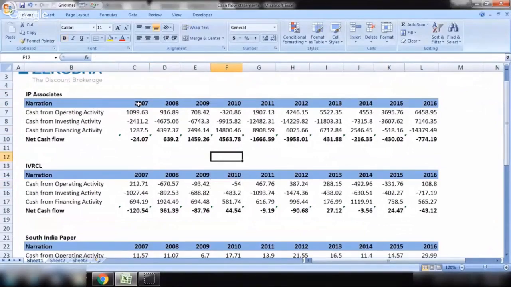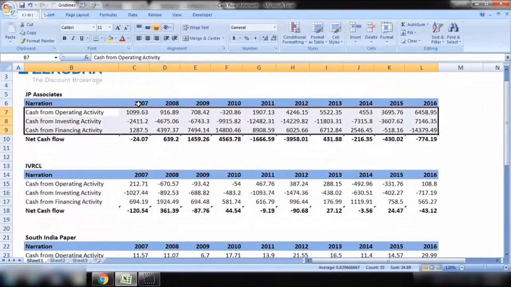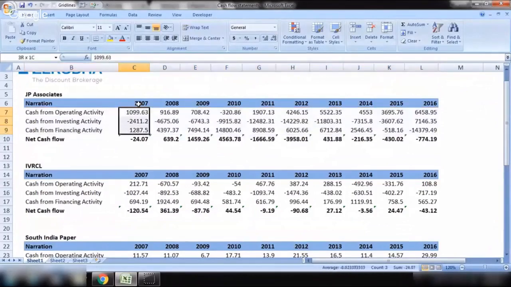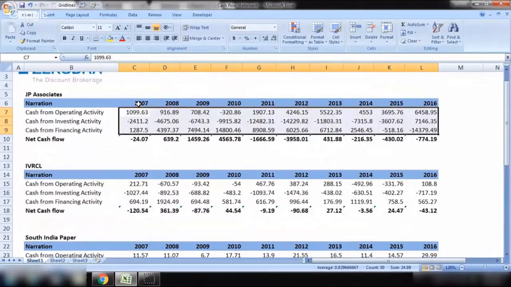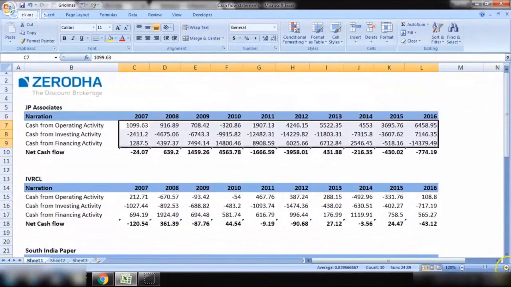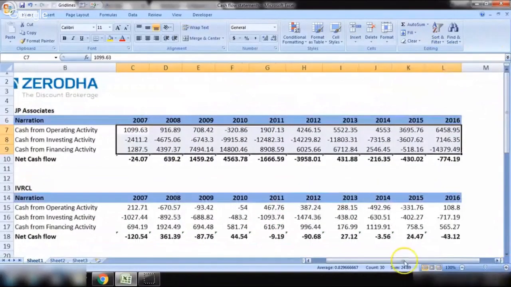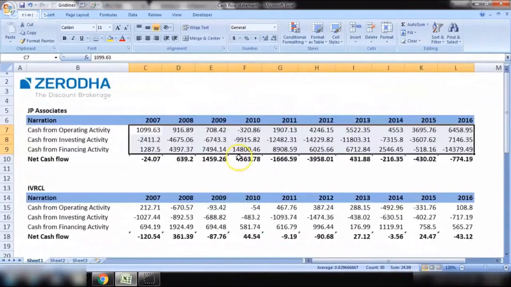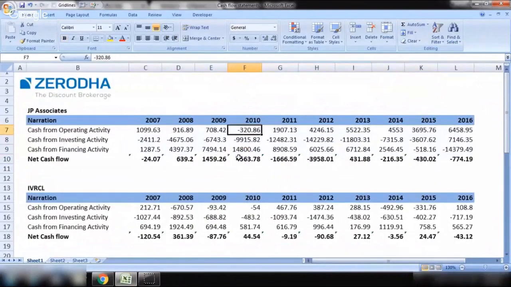My objective for today is this: just by looking at, for example, this cash flow statement of JP Associates, just by looking at these numbers, I want to develop certain insights which will help me decide whether the stock is worth investing in or not, right? That's exactly what I want to do and convey through this webinar. Hopefully this is big enough and you can see the numbers. Anyway, let's get started.